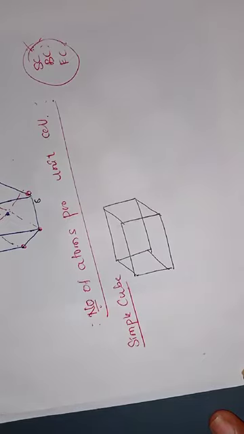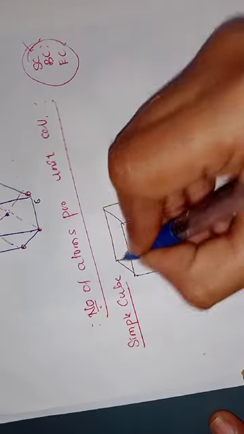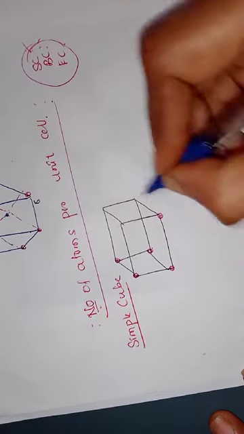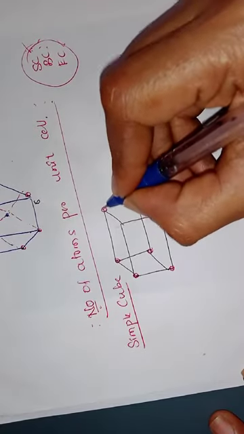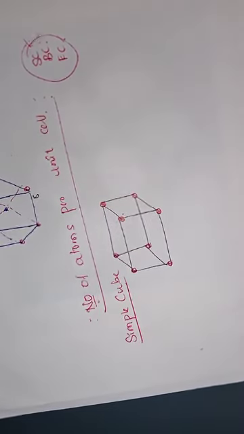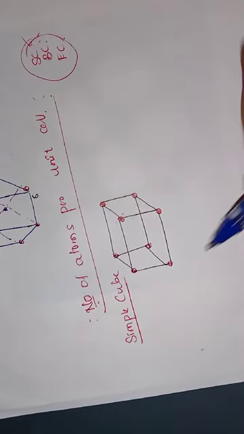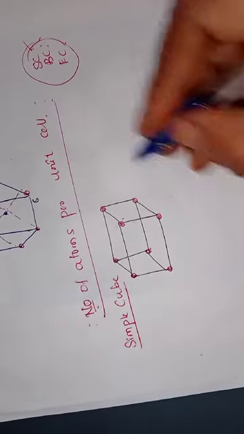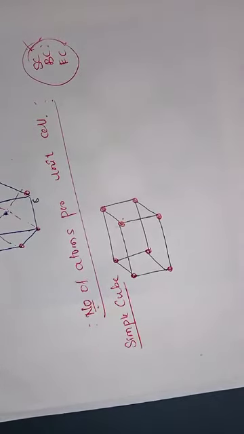Okay, here the atoms are arranged at the corner. Why? Because we are calling that a unit cell. Unit cell means the atoms at the corner, that we are considering as a unit cell, which is attached with another face of the crystal. So what is this simple cube system?